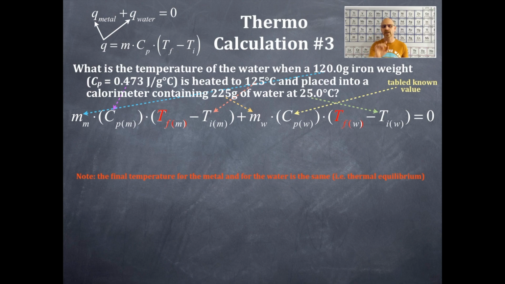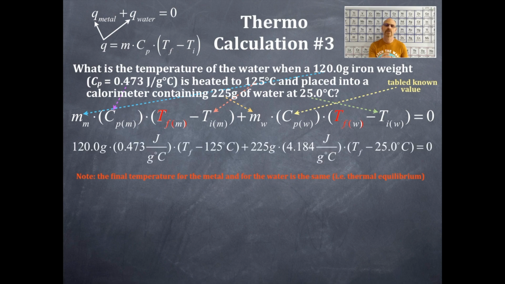Now we're going to plug these values into that equation. You should see the 120 gram weight for the iron, and 0.473 joules per gram degree Celsius for the specific heat capacity. We have TF, which we're solving for, minus the 125 degrees Celsius, the initial temperature of the metal, plus the 225 grams of water times the 4.184 joules per gram degree Celsius, the specific heat capacity for water, times the final temperature, which we're solving for, minus the 25 degrees Celsius, the initial temperature of the water, and this all sums up to equal 0.